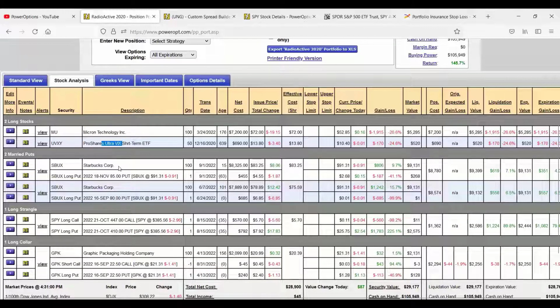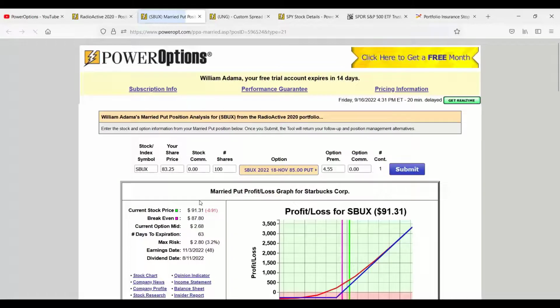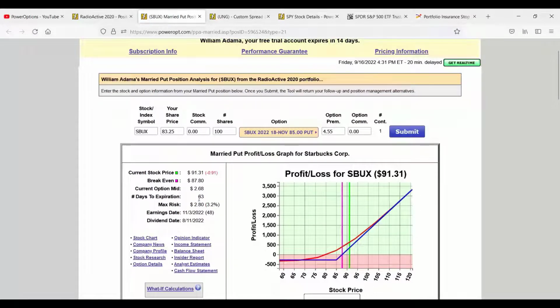So Ron, when you enter a position into the portfolio and you've got it as a known name, one long strangle, one long collar, but this is expired and I haven't cleared it out yet. Married put, long stock, calendar spread, credit spread. If it's a named strategy that you see here, click the Edit More Information button, go to Position Actions, then click on Position Analysis. This will give us a breakdown of the current position.